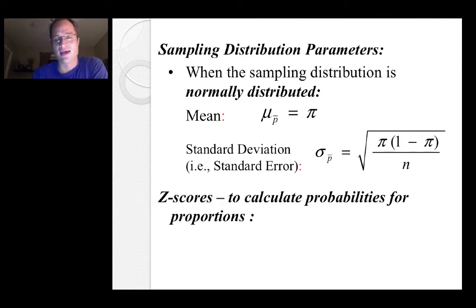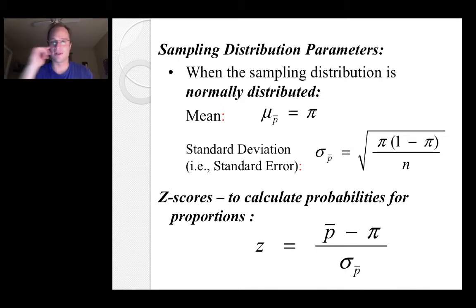Now we can take all of these properties and recognize that if it's a normal distribution, we have the center, we have the spread, the standard error, and we have the shape. We know if it's a normal distribution, we can use the z-table, and the following formula will allow us to calculate those z-scores: p bar minus pi in the numerator, that's the deviation from the mean, and the standard deviation, the standard error, in the denominator.